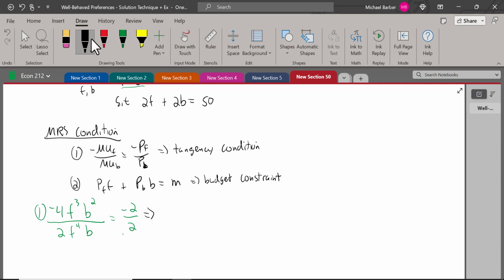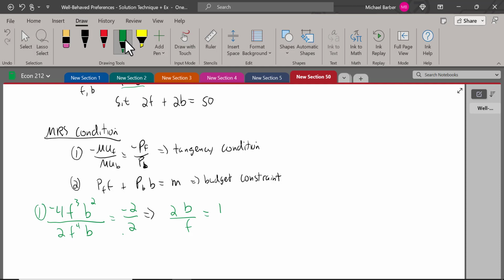So I'm going to simplify this. Maybe I'll just work across the screen this way. We can see right away, get rid of the negative signs, and the right-hand side's just 1. 4 over 2 is 2, so we have 2. And let's think about how we can simplify this fraction. Really what this ends up being is 2b over f equals 1.